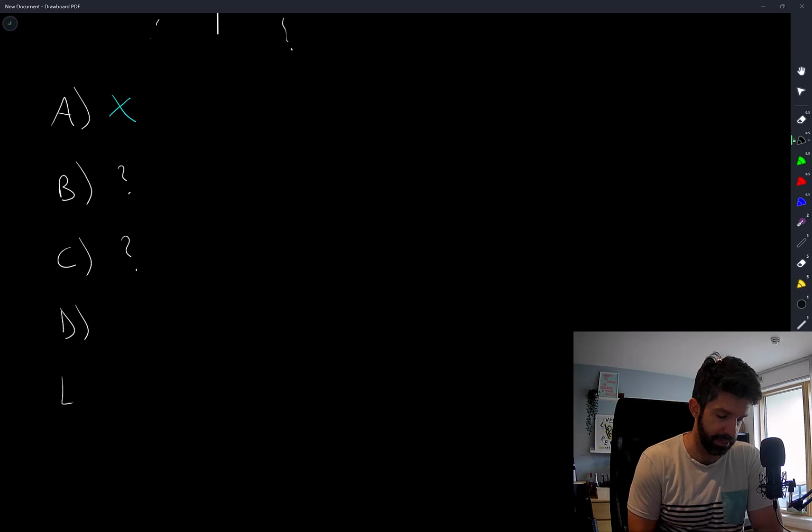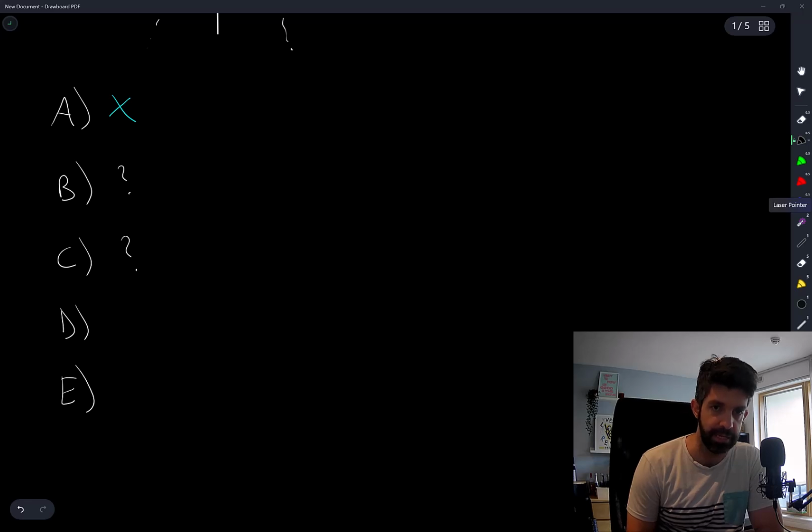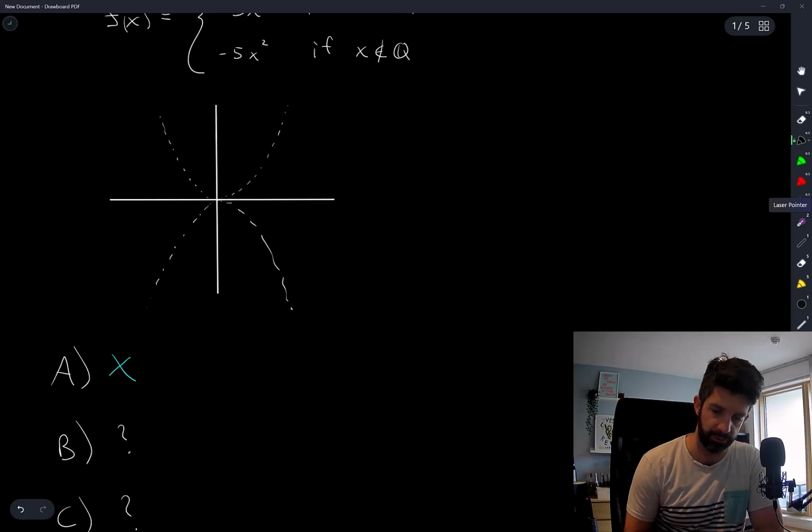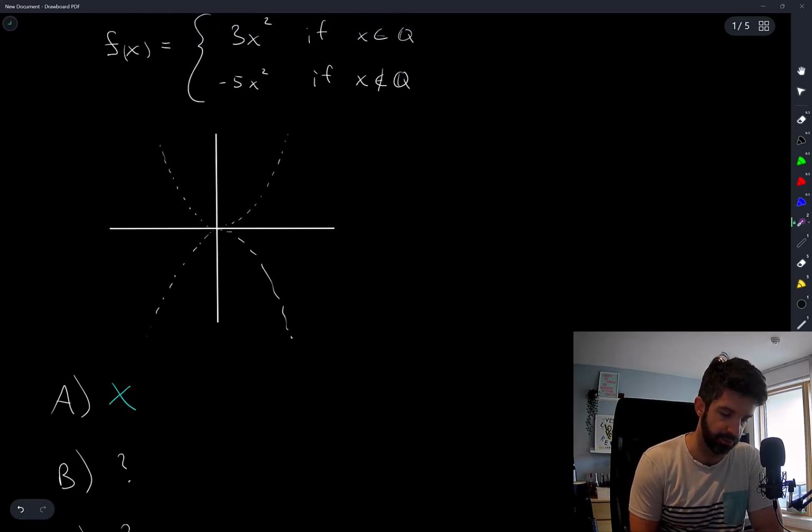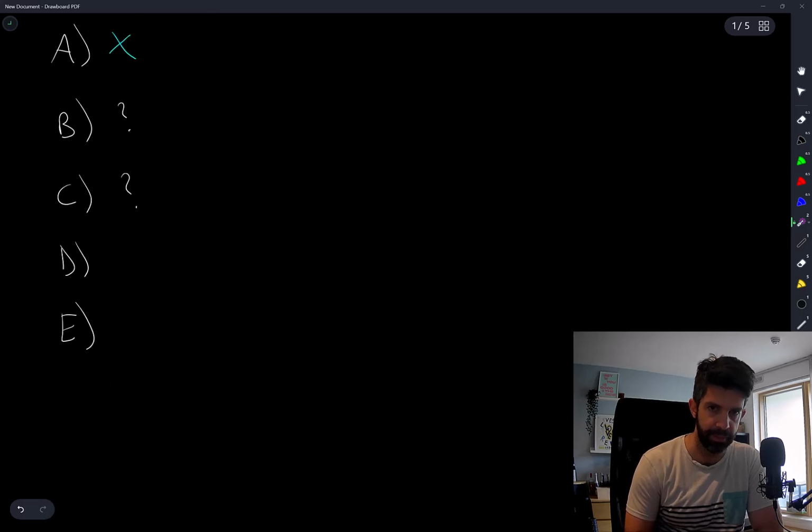So options D and E are both false. I'll read out option D. f is continuous at all rational x and non-differentiable at all x. So this function is not continuous at all rational x. It's clearly not continuous at this value of x, because arbitrarily small changes in x can give us quite large differences in the function. And option E is also false for the same reason.